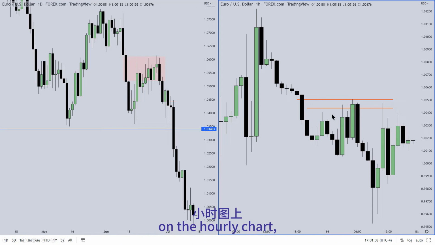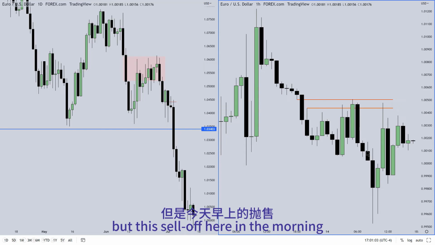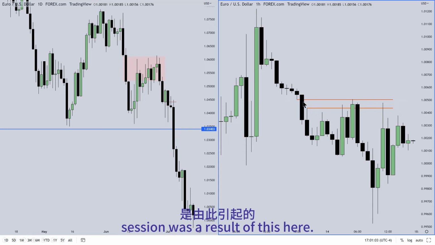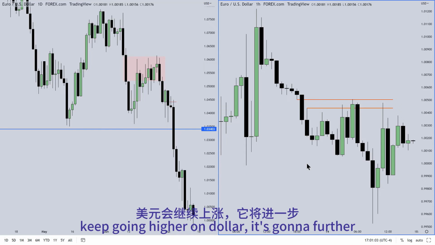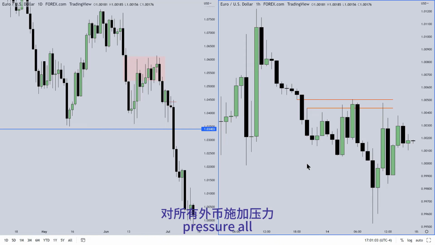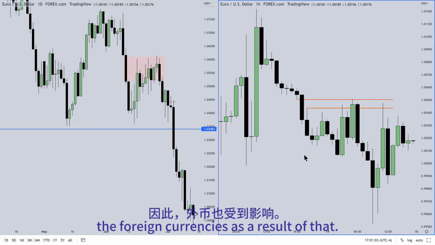And on the hourly chart, you can see we have the imbalance here, worked up into that two times, but this sell-off here in the morning session was a result of this here. I think as long as the interest rates keep going higher on the dollar, it's going to further pressure all the foreign currencies as a result of that.